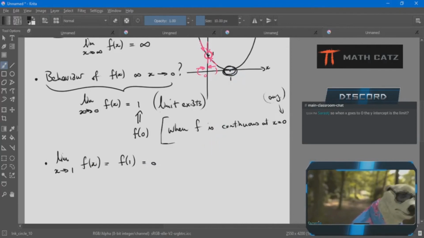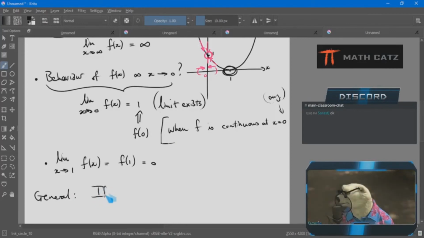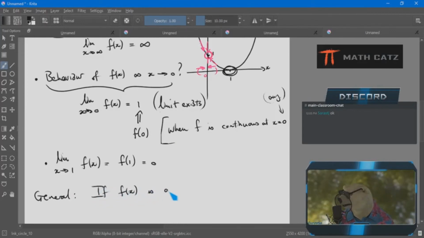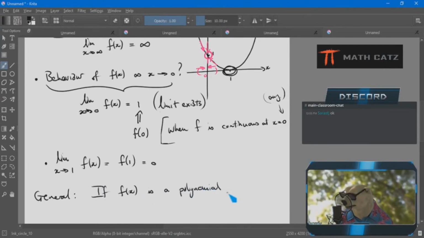So if f is continuous, one piece, everything's good, then yes, if I ask for x going to 0, it's going to be the y-intercept. Yes, if there is a y-intercept. And in the case of a polynomial, it's just always going to be like this. So I could generalize this to any polynomial. Let's say that first. If f of x is a polynomial, I know that it's defined for anything.